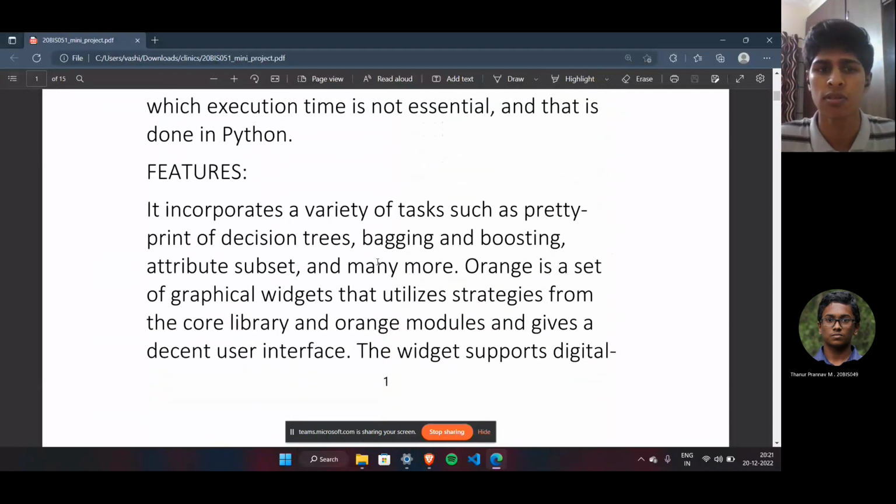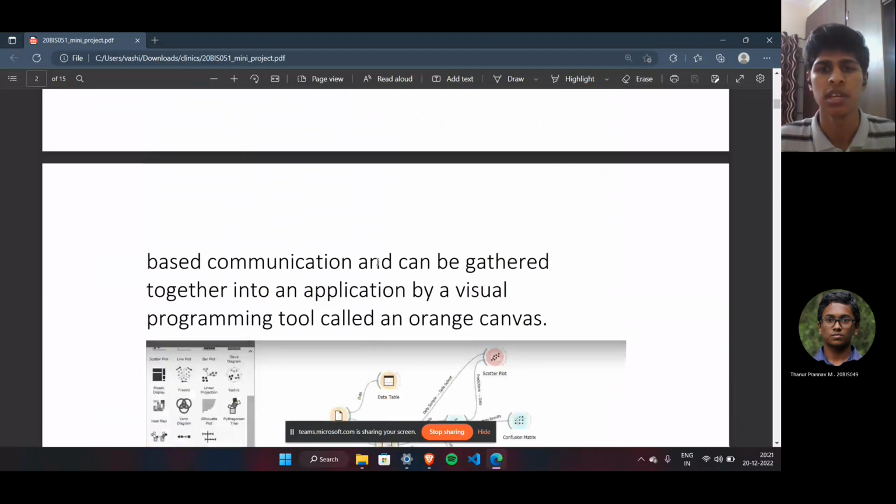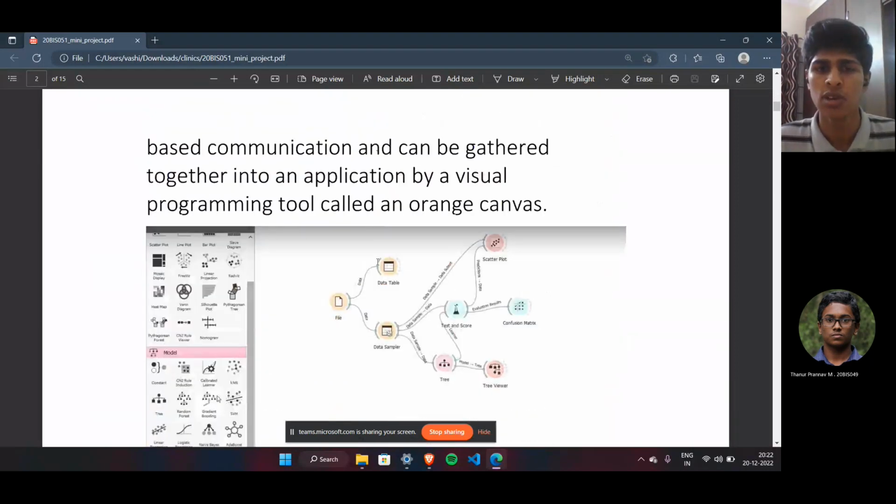What are the features of the Orange tool? It incorporates a variety of tasks such as pretty print of dictionaries, bagging and boosting, attribute subset, and many more. Orange is a set of graphical widgets that utilizes strategies from the core library and Orange modules and gives a decent user interface. The widgets support digital-based communication and can be gathered together into an application by a visual programming tool called Orange Canvas.